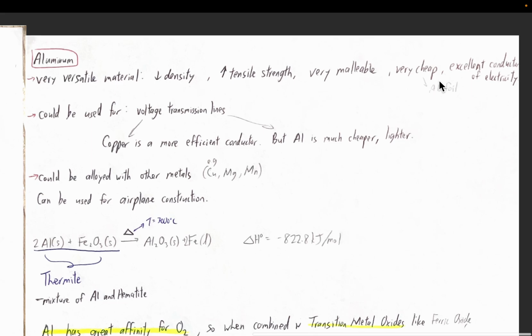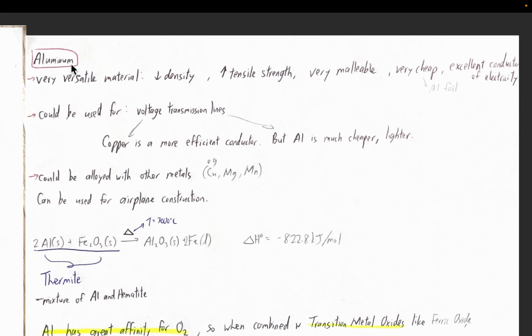Okay, let's continue. Aluminum is a very versatile material. It has low density, high tensile strength. It's very malleable. On top of it, it's very cheap. It's very affordable. It's also a good conductor of electricity. Also, I think copper is still better in terms of conducting electricity. More on that later, actually.